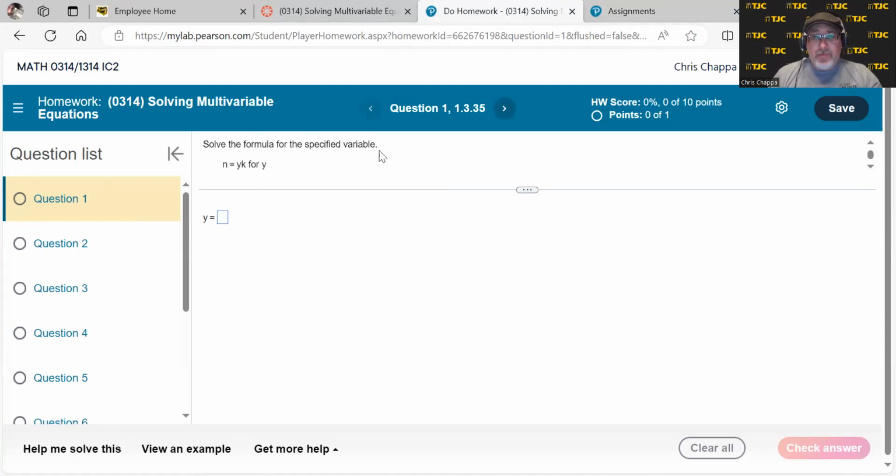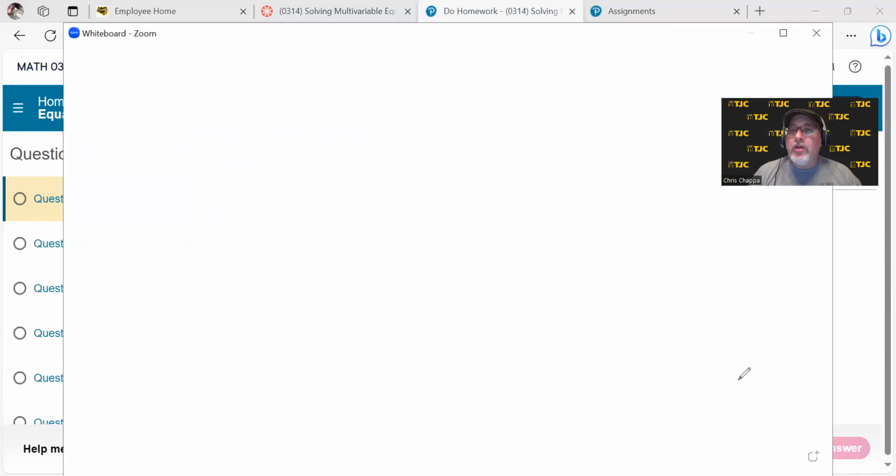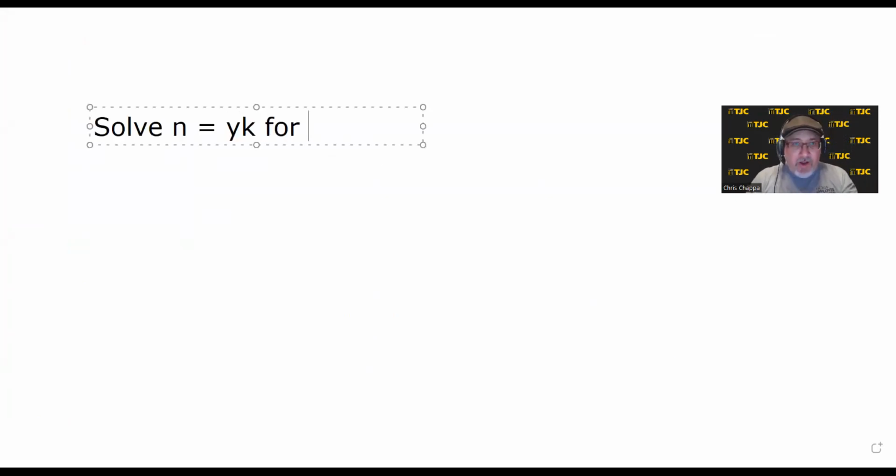For example, solve the formula for the specified variable, n equals y times k, and they want you to solve for y. Well, in general, when you're solving an equation for a variable, it was n equals yk, and we're solving that for y. All right, so let's solve n equals yk for y.